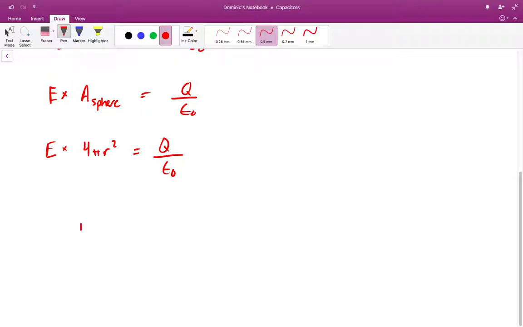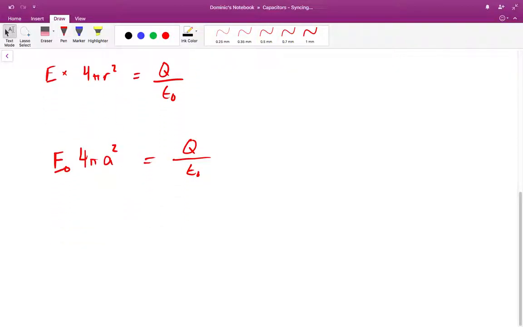So at r equal to a, we'll have 4 pi, instead of r, we'll have a squared. And then instead of E, we know the value of E, it's E naught. So we have E naught 4 pi a squared, and this is equal to Q divided by epsilon naught. And then to solve for Q, we're just going to multiply both sides by epsilon naught. So we get Q is equal to E naught times 4 pi epsilon naught a squared. Be careful that you do not confuse E naught and epsilon naught.